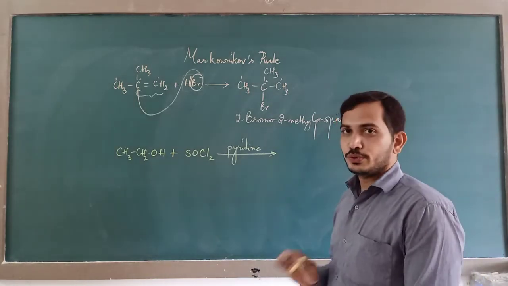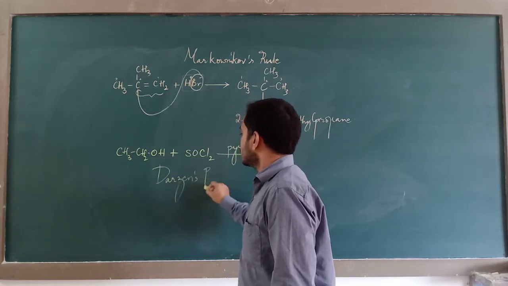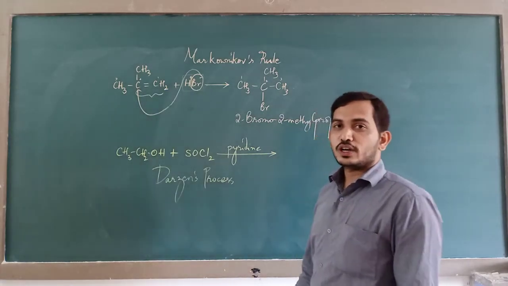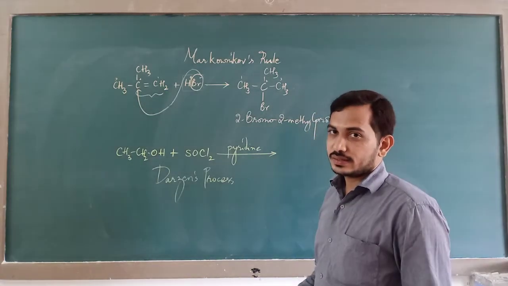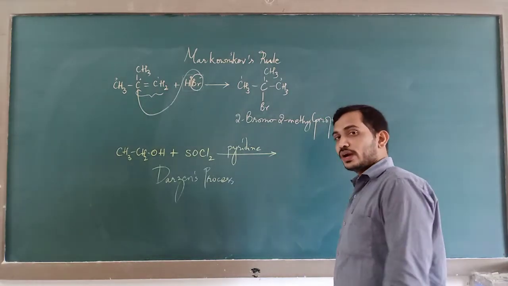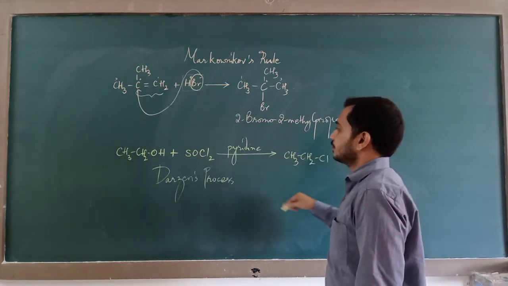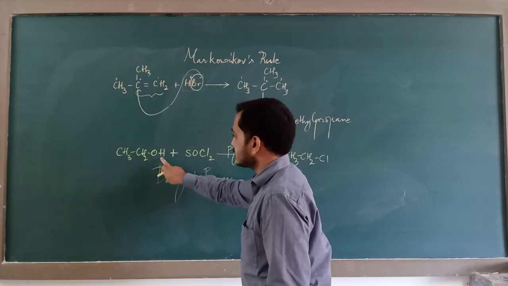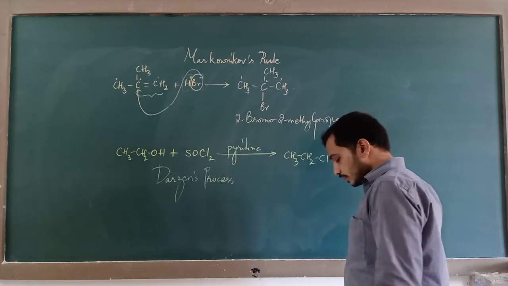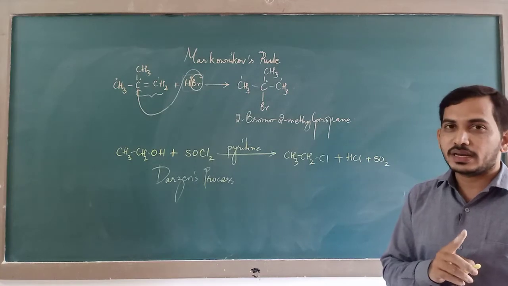I hope you remember that this reaction is called Darzen's process. It is one of the methods to prepare haloalkanes. It is one of the best methods known to prepare haloalkanes, especially alkyl chlorides. Then what is the product? CH3 CH2 Cl. One Cl along with this and the other Cl with H. So you will get HCl along with SO2. You should not forget this reaction because it is one of the best methods to prepare alkyl chlorides.